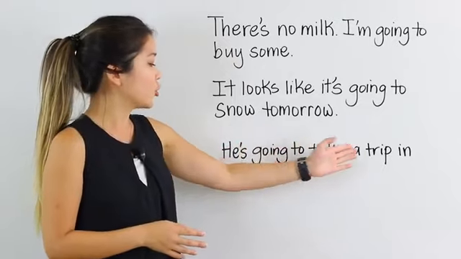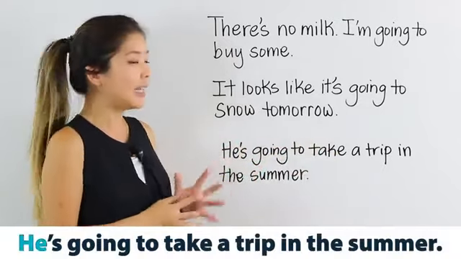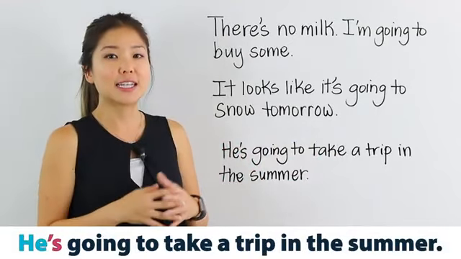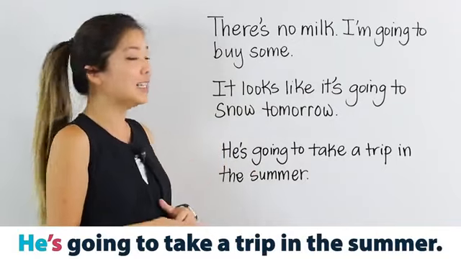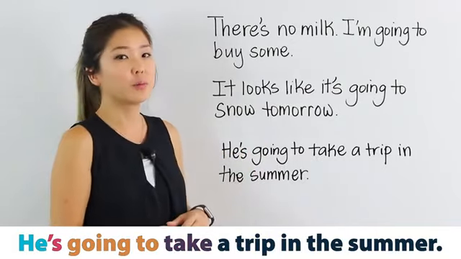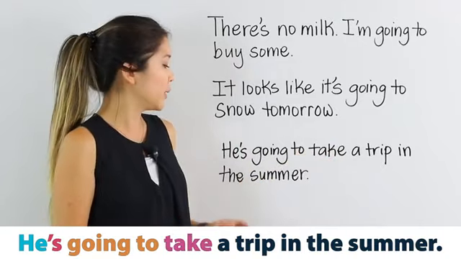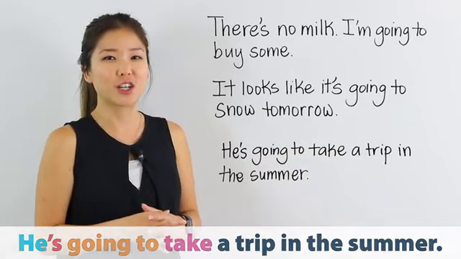He's going to take a trip in the summer. Because the subject is he, we use the be verb is, and we can use the contraction he's. He is or he's going to, and then the base verb take. Take a trip in the summer. Again, an action happening in the future.